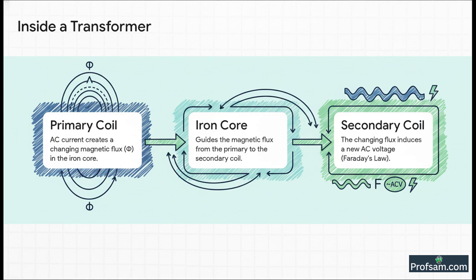Second, this soft iron core acts like a perfect magnetic highway, guiding almost all of this changing magnetic field over to the secondary coil. And finally, this changing magnetic field passing through the secondary coil induces a new AC voltage in it. It's all thanks to Faraday's law of induction.